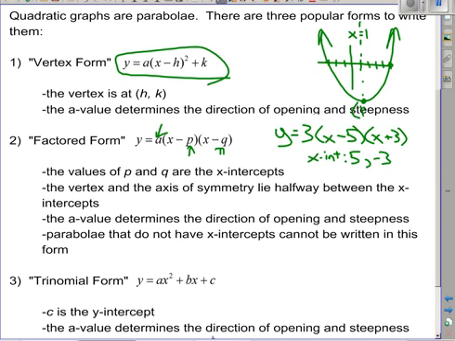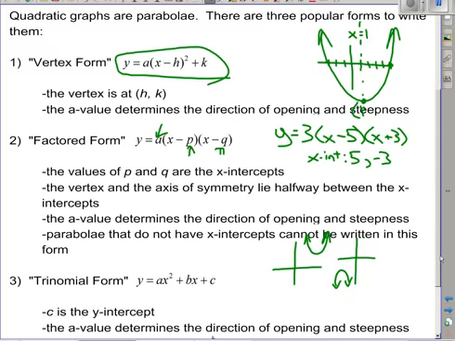Not all parabolas can be written in factored form because not all parabolas have x-intercepts. If you have one that opens upwards and has no x-intercepts, we call that positive definite. And one that opens downwards and has no x-intercept would be negative definite. And then some parabolas only have one x-intercept, which means they've got their vertex right on the x-axis.